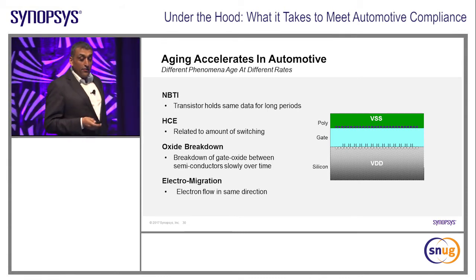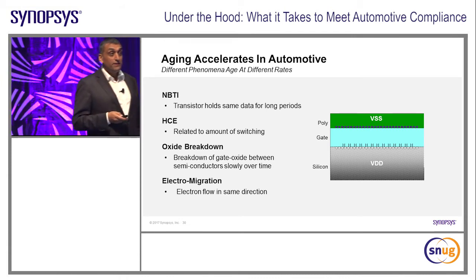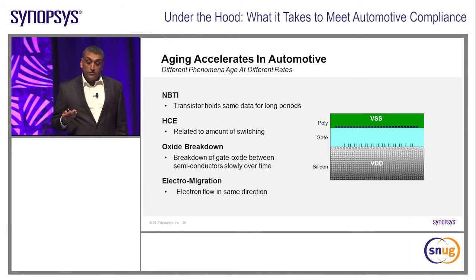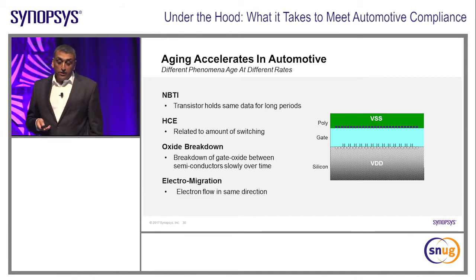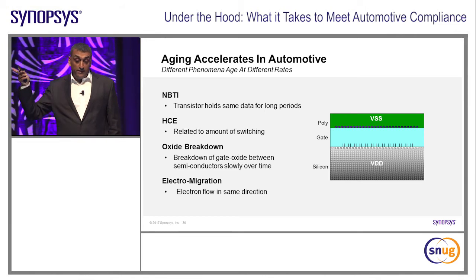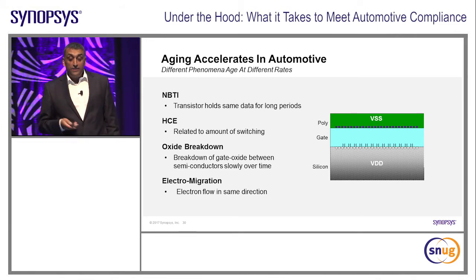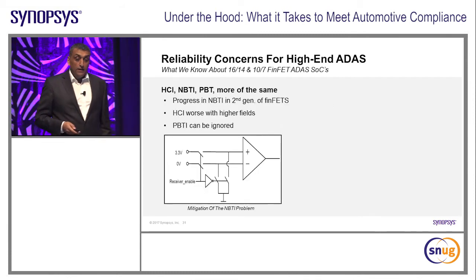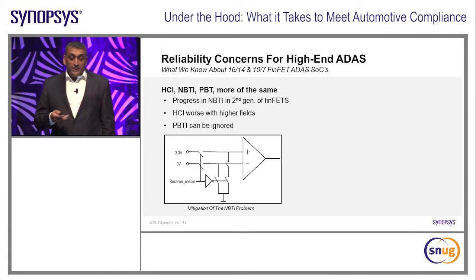Okay? The hot carrier effects are related to the amount of switching. That's important to consider because these ADAS chips are switching very fast as they're processing real-time data. The oxide breakdown is basically related to the green section here on the poly. And then you have the electromigration where the currents or the electrons are flowing in the same direction. So we know these things, right?